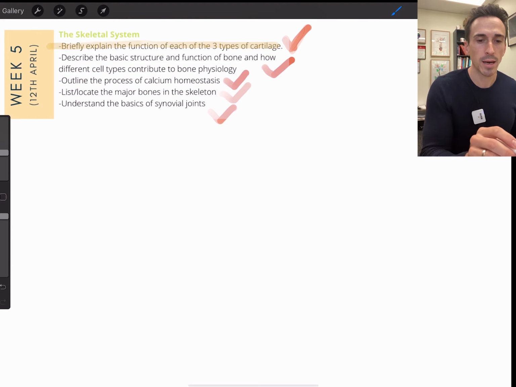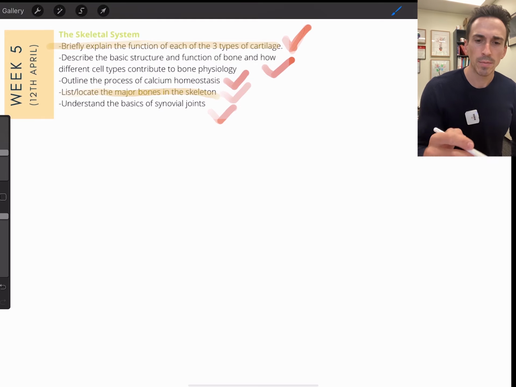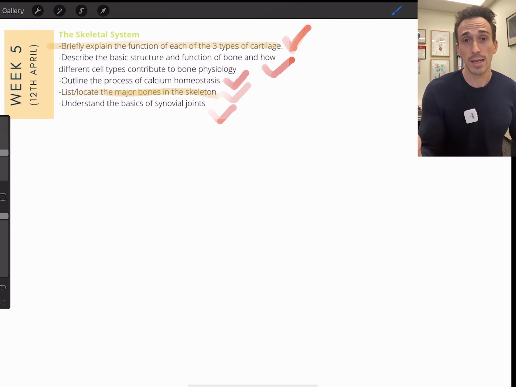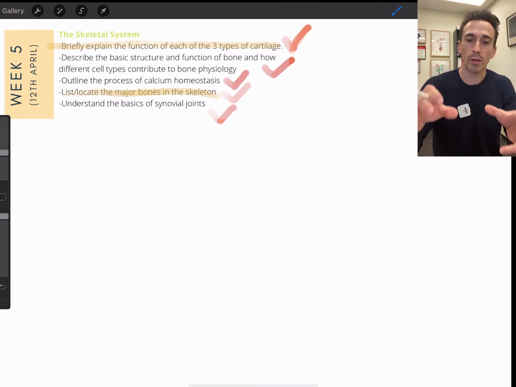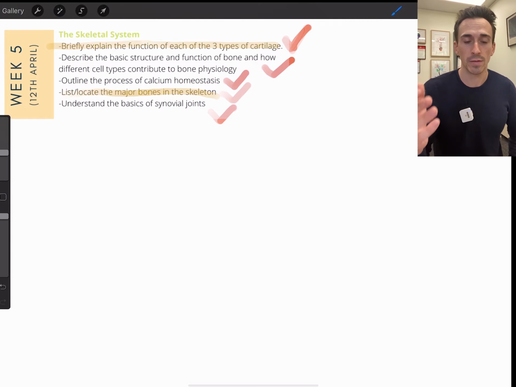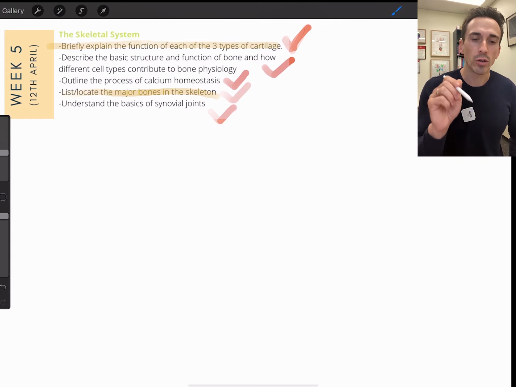That's going to be the first learning outcome for today, and the second will be list and locate the major bones in the skeleton. The reason why is because the others we've done a number of videos for that really go through the details. The function of bone physiology is a physiology video, not something I can really highlight when we're going through cadaveric specimens or going through the anatomy app that we're going through today. So we won't be going through that. The process of calcium homeostasis as well, won't be going through that. And understand the basics of synovial joints, that's something that I've covered extensively in a video. So these are the 2 learning outcomes that we're going to focus on today.